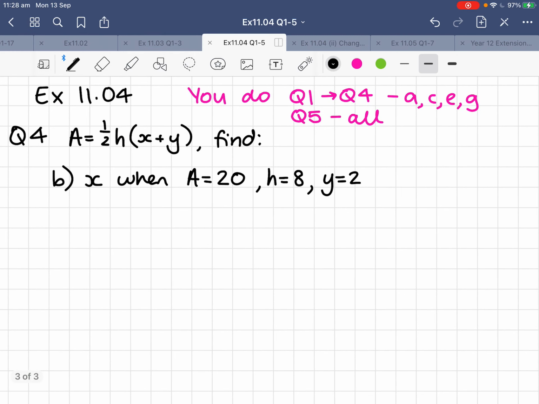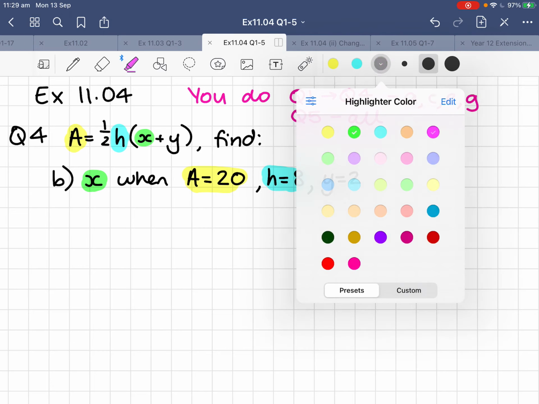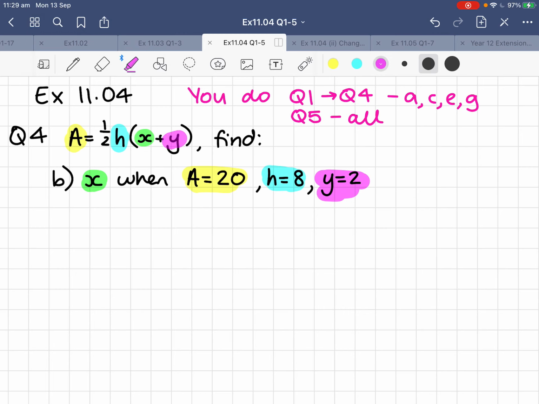Finally, for question 4, we have been given that A equals a half h bracket x plus y, and we want to find x when A equals 20, h equals 8, and y equals 2. So again, I'm going to highlight my values that I have been given in my question and match them up with the letters in my equation. So we've got 4 variables this time. I'm then going to write out my equation again.